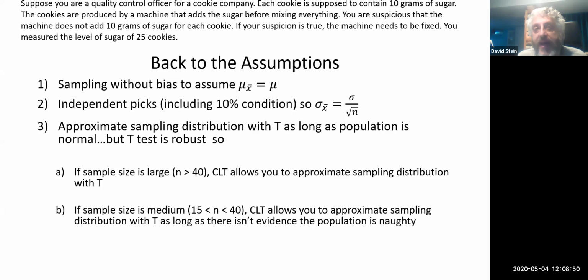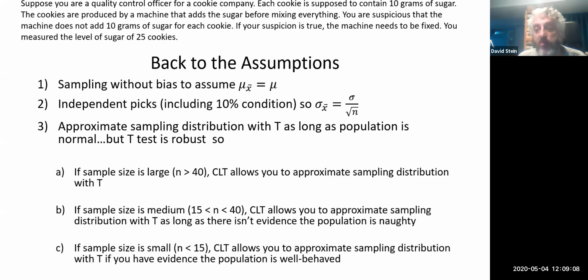Now, how would we get that evidence? Well, maybe we know something about the situation we're doing, or maybe we're just going to look at the sample and see what that shows. I'm going to talk about that in a second. But if we have a medium sample size and we don't think the population is very, very naughty, then we go ahead and use the t.